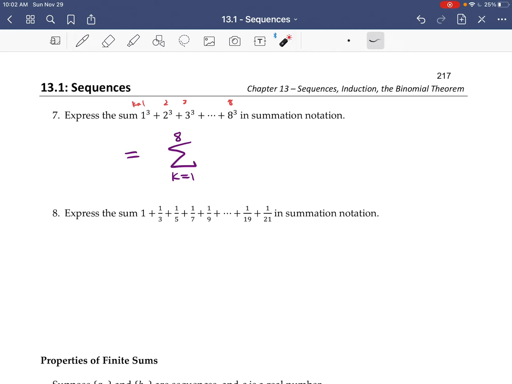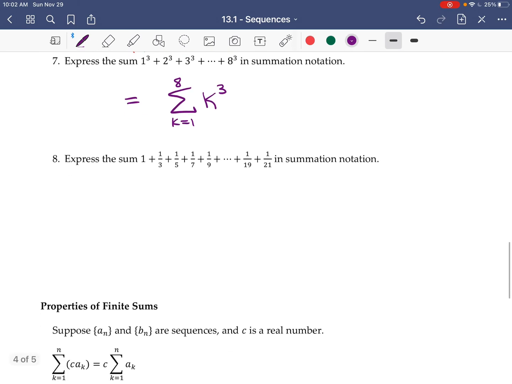For each term, if you look at this term, it's k cubed. This term is k cubed if k is 2. This term is k cubed if k is 3. So that's our formula: k cubed. That's how we could write that in summation notation. I'm going to skip number 8 and let you try.